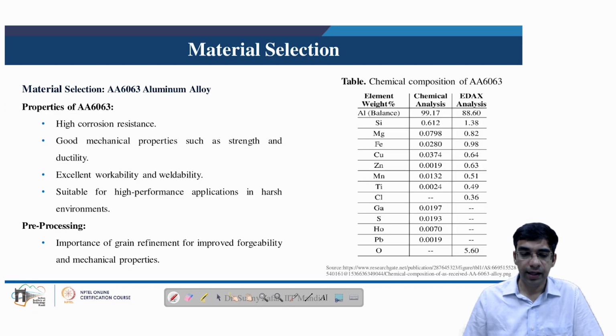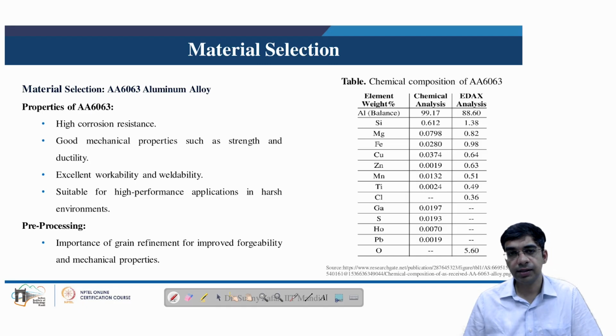So here we can see how the AA6063 aluminum alloy is used with respect to forging. The properties of aluminum alloy AA6063 involve high corrosion resistance, good mechanical properties such as strength and ductility, excellent workability and weldability, and it is also suitable for high performance applications in harsh environments.